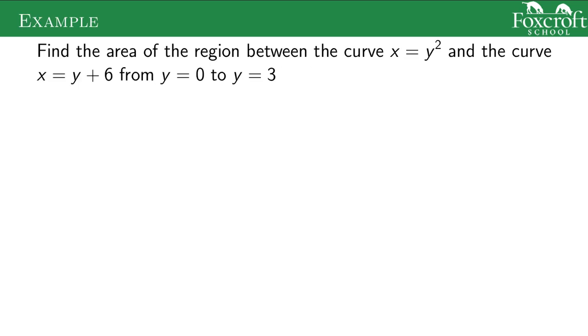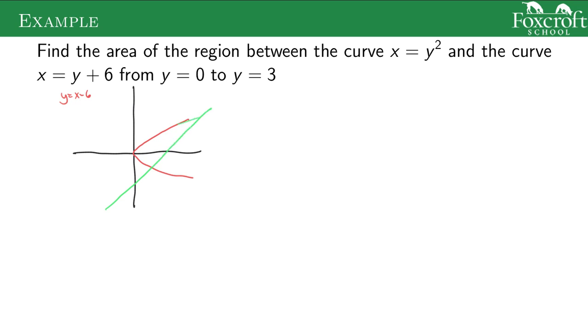Find the area of the region bounded by the curve x equals y squared, and so on. So x equals y squared is like y equals x squared, a parabola, so it just changes it to be in the x direction instead of the y direction. So that's x equals y squared. x equals y plus 6, that is y equals x minus 6, so that's a line.